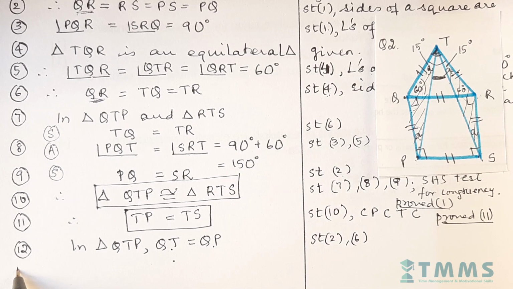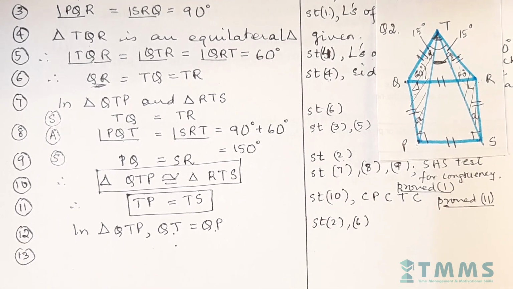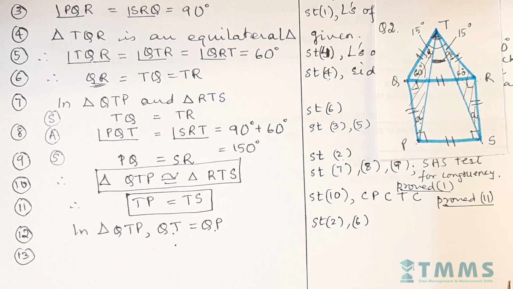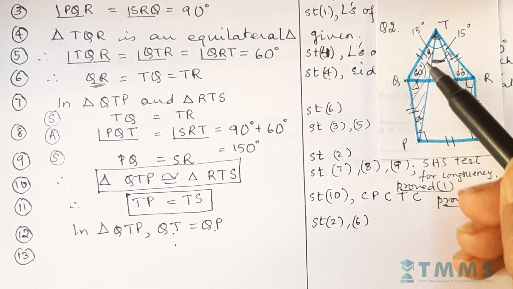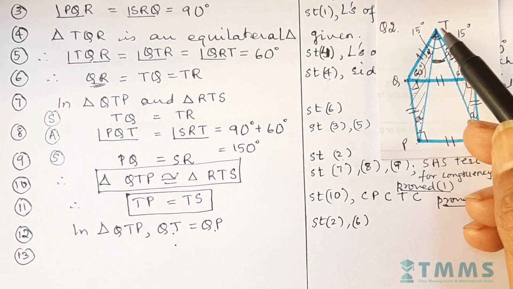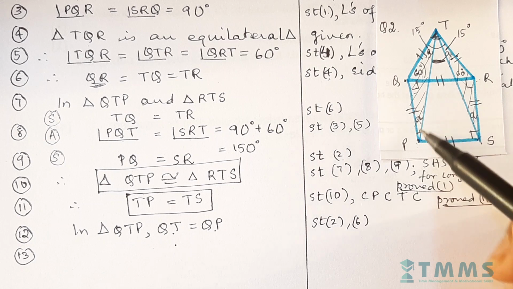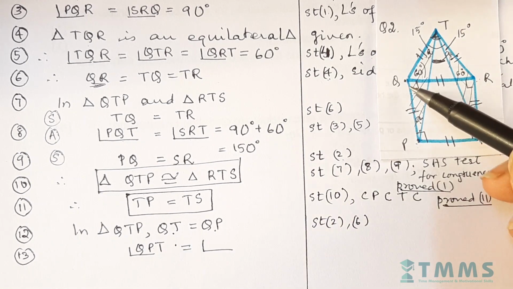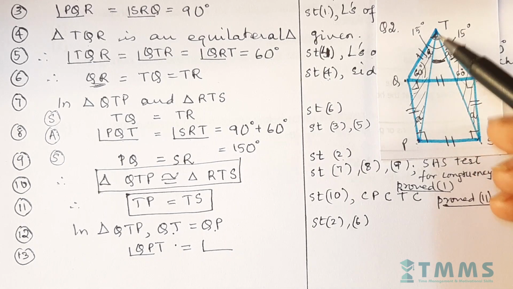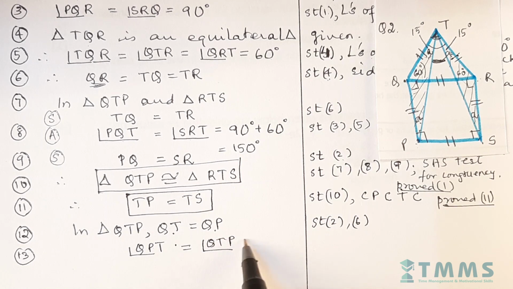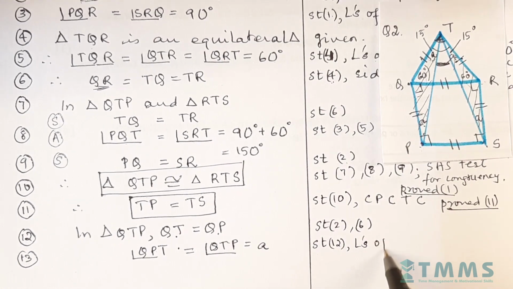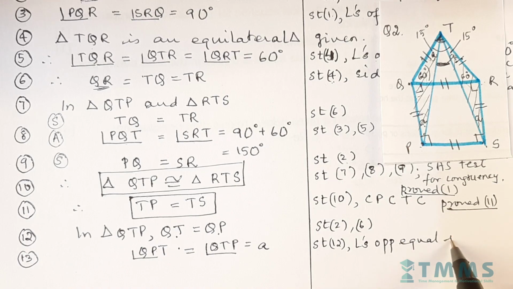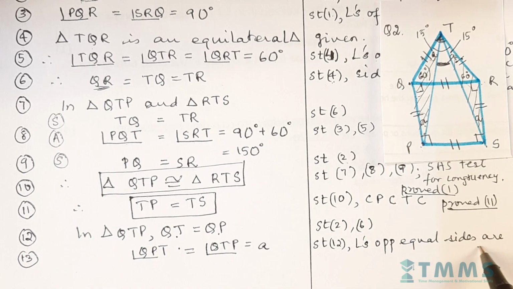Alright? So statement number 13. Now remember, if the sides are equal in a triangle, then the angles opposite equal sides are also equal. So opposite QT is this one, which is angle QPT. Angle QPT will be equal to the angle opposite QP, this angle, which will be QTP. And that will be small a. And we will say statement 12, angles opposite equal sides are equal.